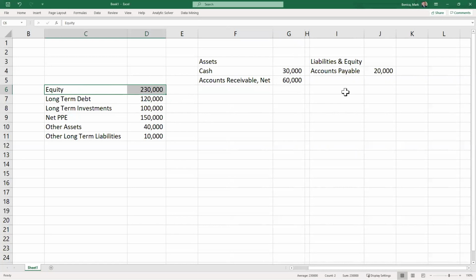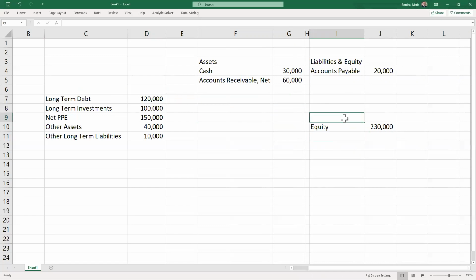Okay, so next is equity. Well, equity belongs in the liabilities and equity portion, and it represents the owner's equity, the portion of the assets that the owners have the rights to. And so they have the rights to $230,000 of the total assets. The rest will belong to the people who have other kinds of obligations from the organization. So we'll get to there in a minute.